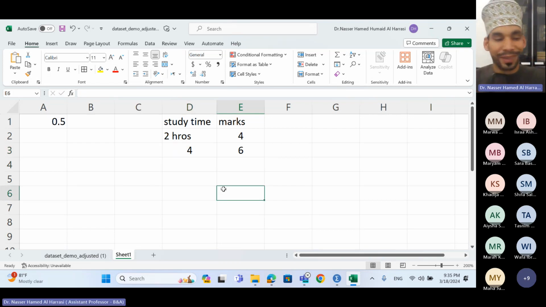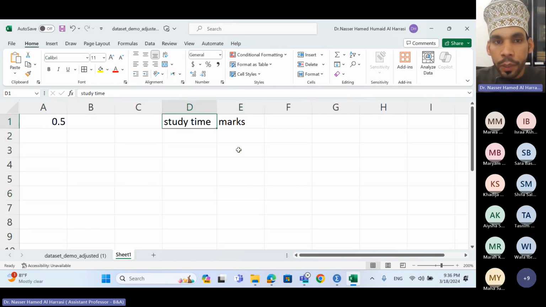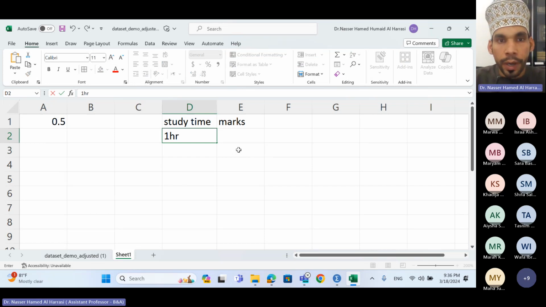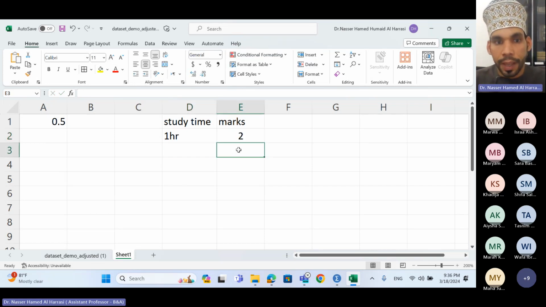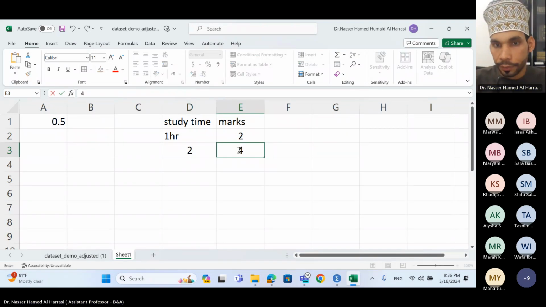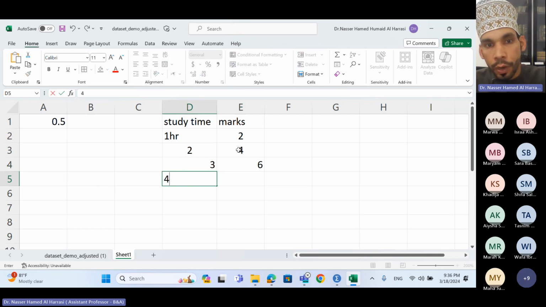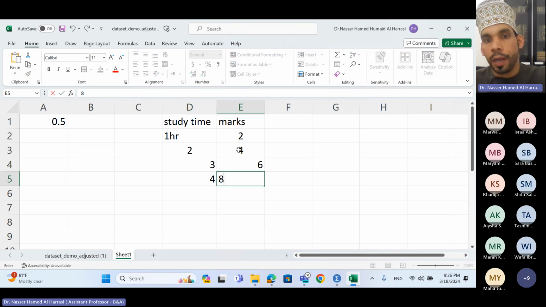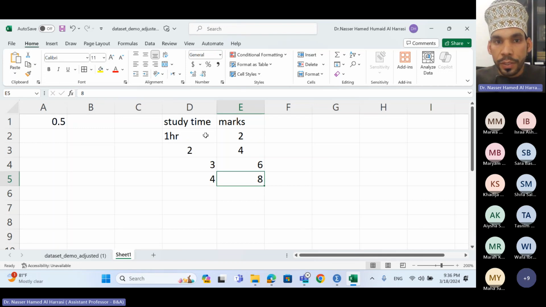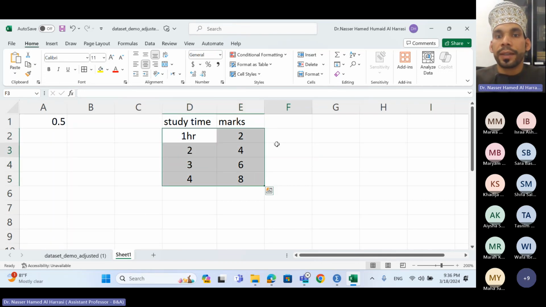See, again, I know it is very complicated. Let's use very simple numbers. If I'm studying 1 hour, I will get 2 marks. If I'm studying 2 hours, I'm going to get 4 marks. If I'm studying 3 hours, I'm going to get 6 marks. If I'm studying 4 hours, I'm going to get 8 marks. So this is normally, based on the data that I'm having.